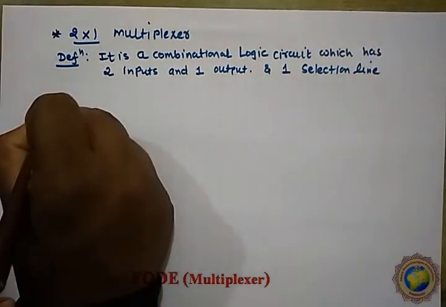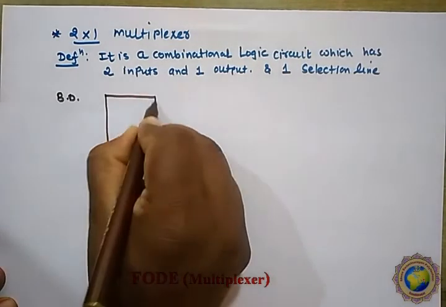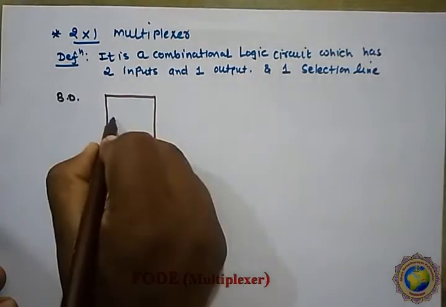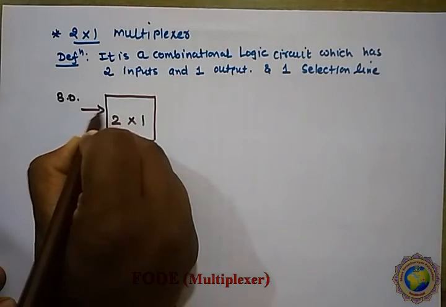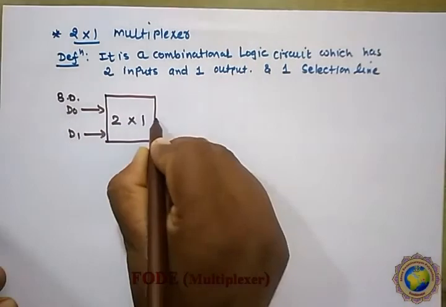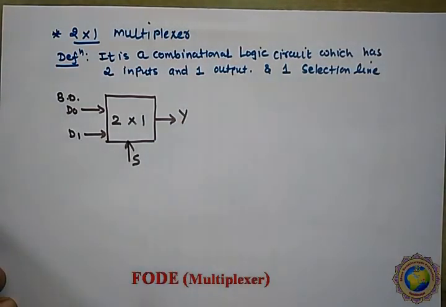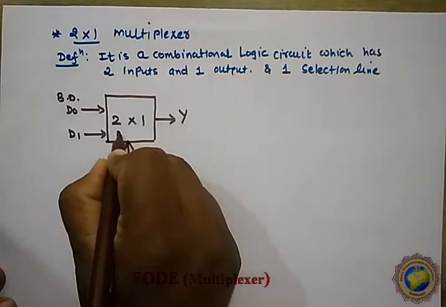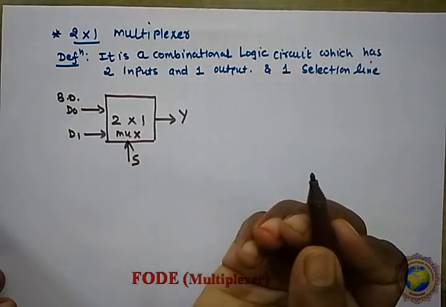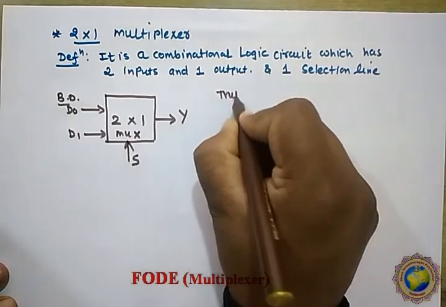Second part is the block diagram. Show 2 inputs D0, D1, 1 output that is Y and 1 selection line that is S. Okay, so this is the 2x1 mux. In a short માં શું કહેવામાં આવે છે? Mux. The third part is the truth table.